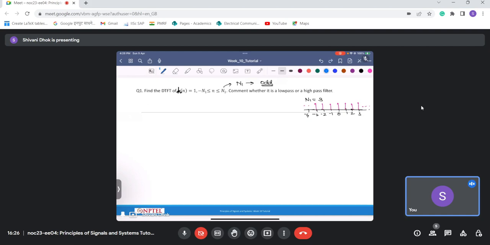So let's start with the formula. We have H of omega equal to summation n running from minus infinity to infinity of h[n] e to the power minus j omega n. Now note that this signal is nonzero only for n from minus N1 to N1, so we can just change the limits: n equal to minus N1 to N1, h[n] e to the power minus j omega n. Now basically the question that was asked was whether it's a low pass or a high pass filter. Just looking at this sequence does not give us any information.